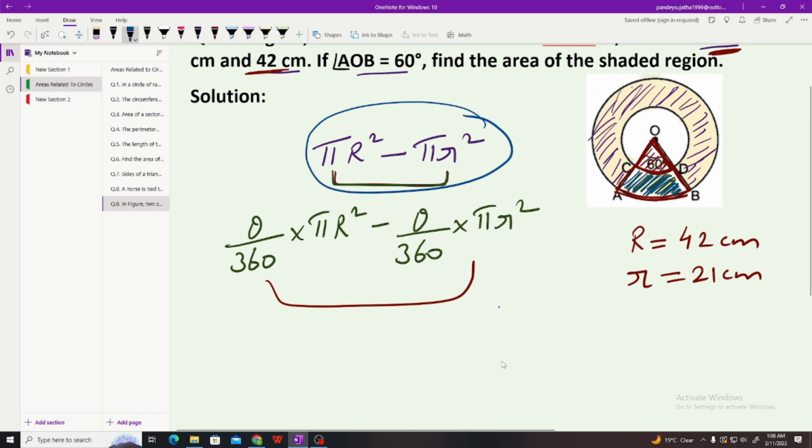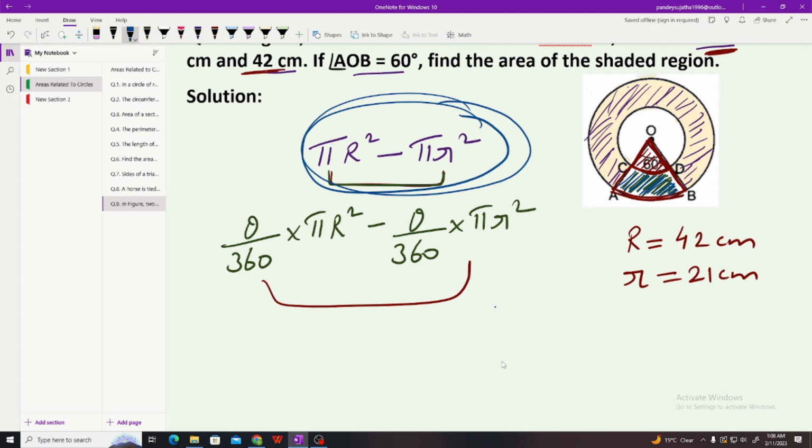From the area of this circular ring, I am going to subtract the area of this region, that is A, B, D, C. This area we will subtract from the area of the circular ring. From the area of circular ring, we will subtract the area of A, B, D, C. So, I am writing the final formula now.